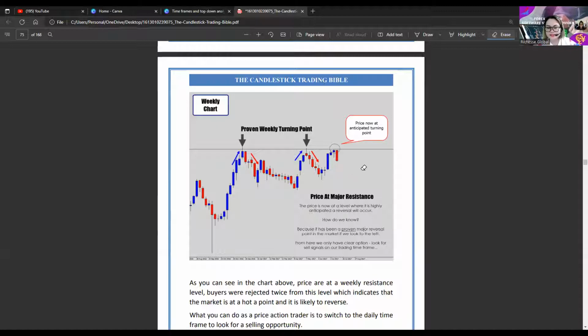Then the price at major resistance. The price is now at the level where it is highly anticipated a reversal will occur. How did we know? Because it is a proven major reversal point in the market if you look at the left.